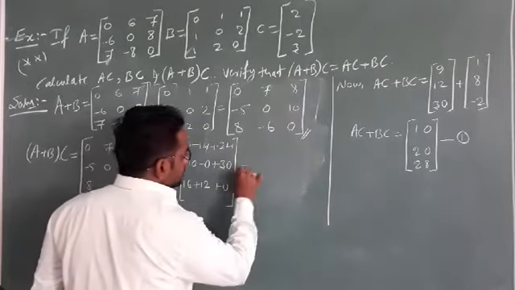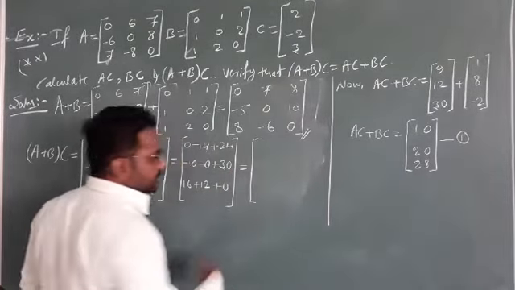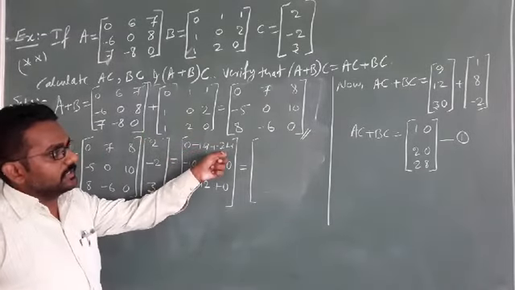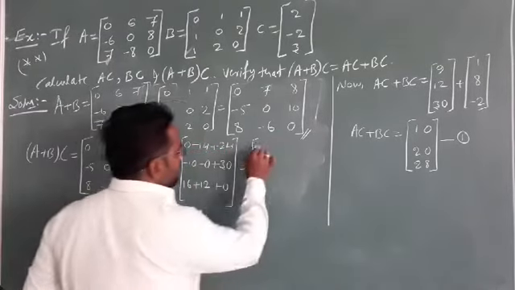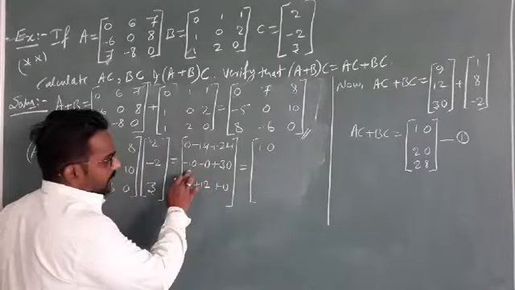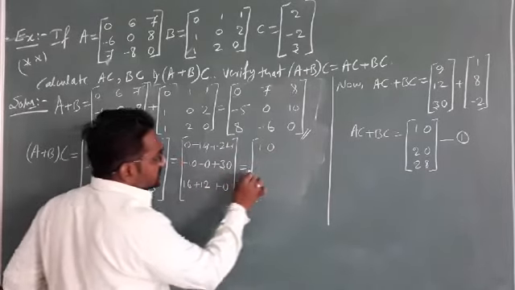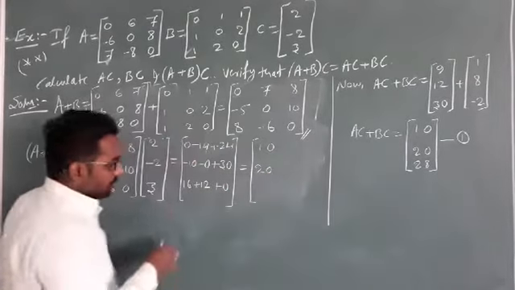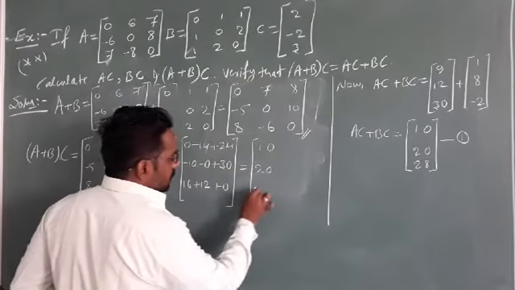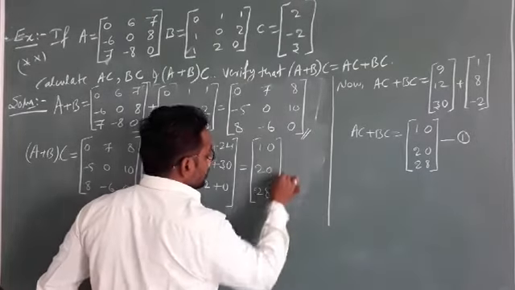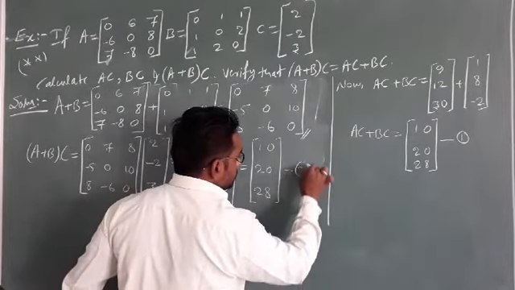So what is the result here, students? A plus B into C. So minus 14 plus 24, that is 10. Minus 10 plus 30, plus 20. 16 plus 12, that is 28. This is equation number 2.